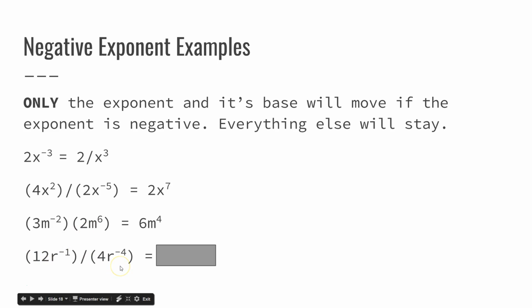This final one down here, do the same process. Do your division step first, then wait to see if you have any movement necessary for negatives. So 12 divided by 4 is 3. R to the negative 1 divided by R to the negative 4. So that is negative 1 take away negative 4. So think, what does that get you? Is it positive? Is it negative? You should find out that it is a positive 3. Negative 1 take away negative 4 is a positive 3. So we did all of that and we didn't actually have to move anything.